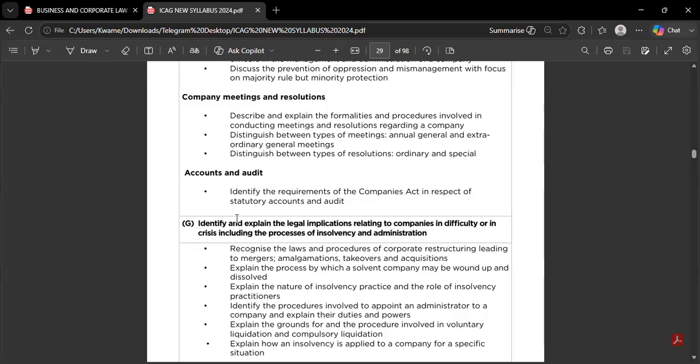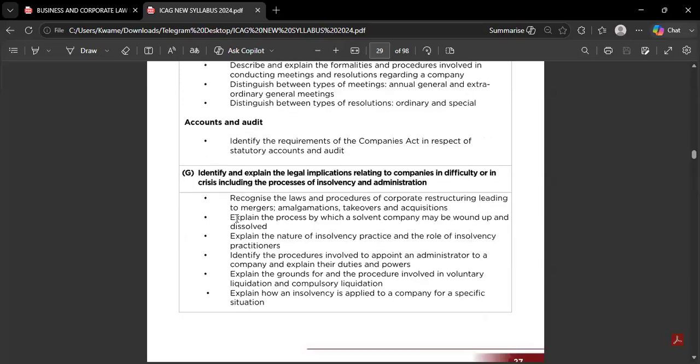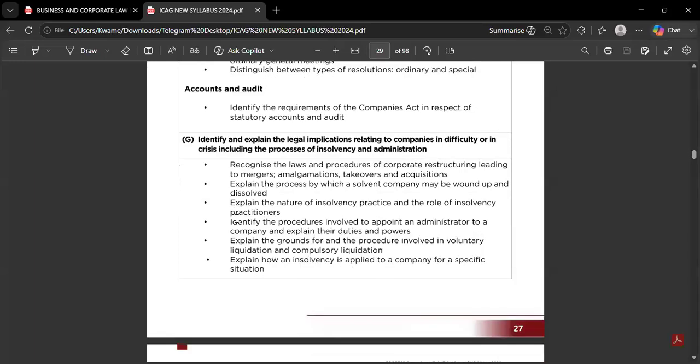I've spoken about auditing. Then the next topic deals with instances where companies are in difficulty or companies are about to be dissolved.